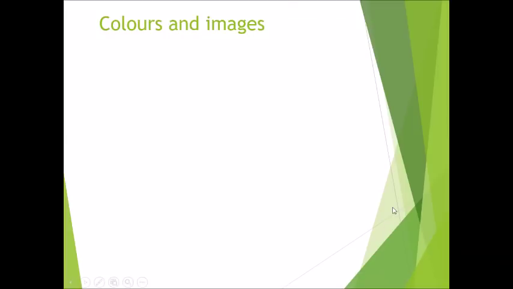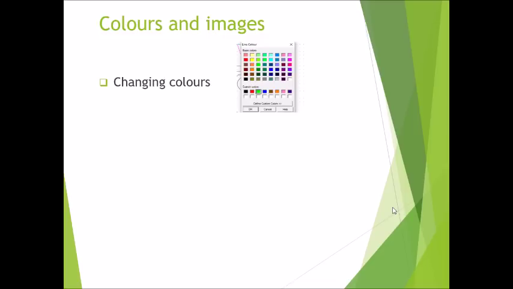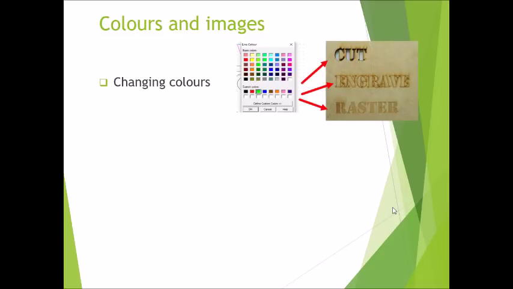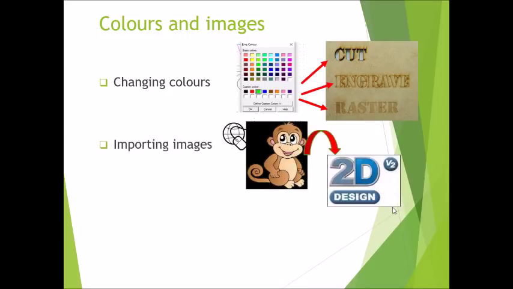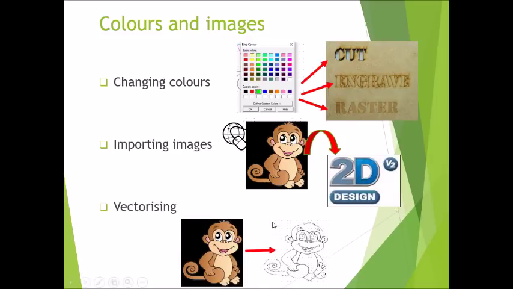Okay, the final thing we're going to look at today is changing the colours of some lines. Now this is important because depending on the colour of the line, the laser cutter will either cut something out, engrave it, or it will raster, which means raster is like shading. We're also going to import some images, so I'll show you how to copy them in, and then vectorizing. That's converting an image to a series of lines, because the laser cutter can't cut pictures out, it has to cut lines. So let's have a go at that.